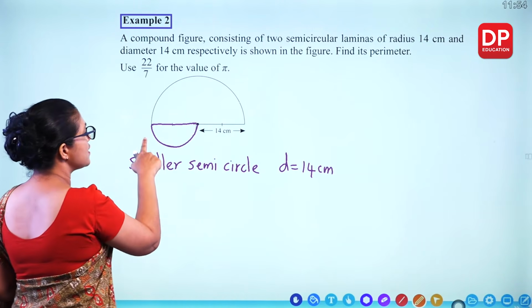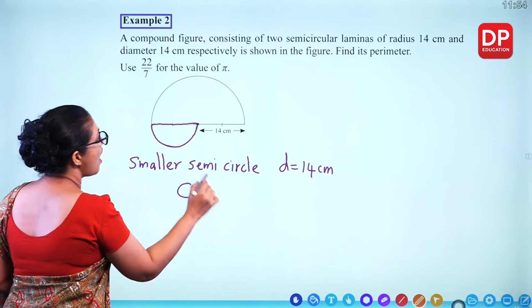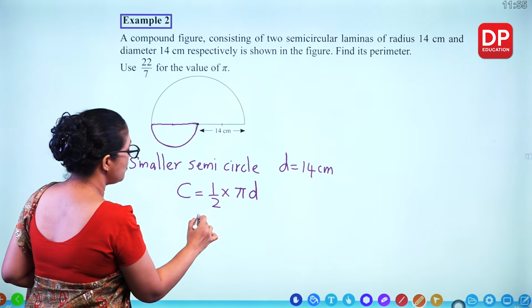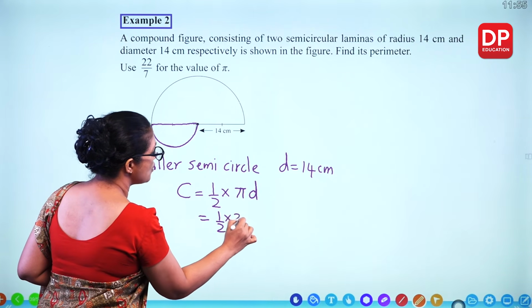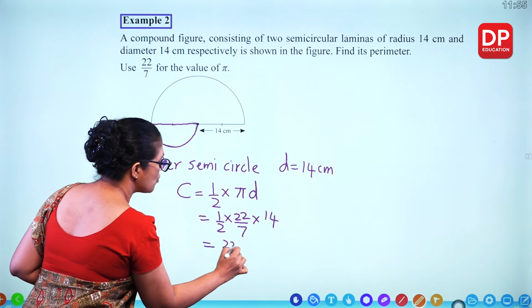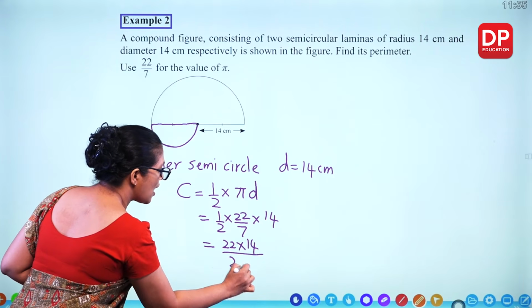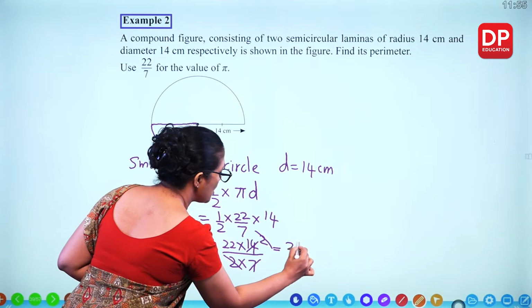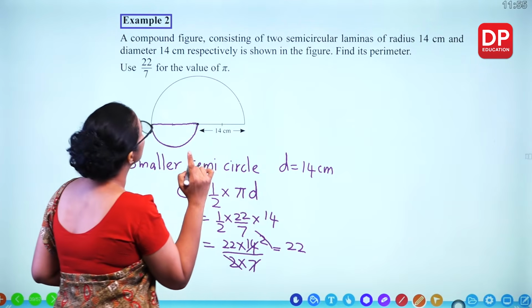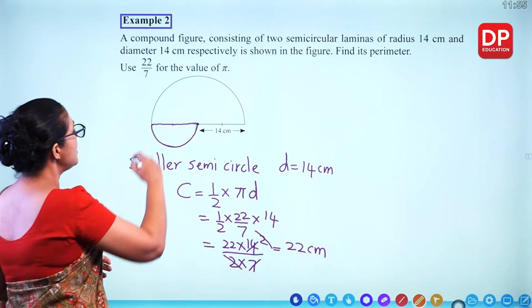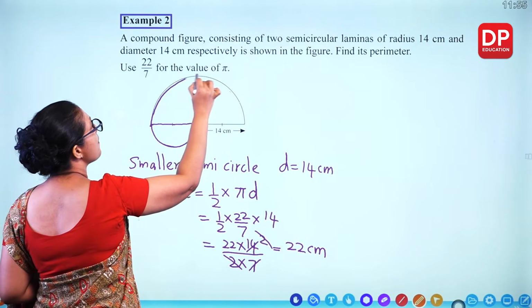So how do you find the circumference? This is a semicircular part, half pi d. So we can use half. Pi is 22 over 7 and d is 14. So what you get is 22 into 14 over 2 times 7. 7 times 2 and this 2 gets cancelled out. You get 22 centimeters. That's this part. Now we need the bigger circle, this part.